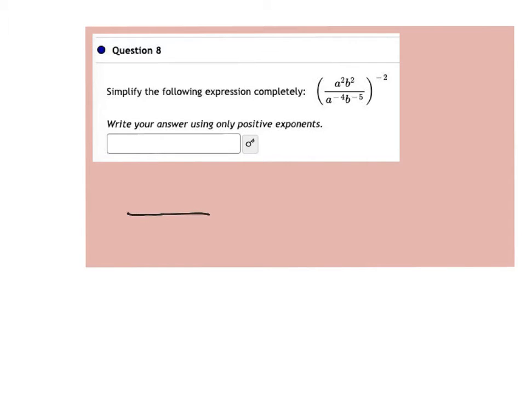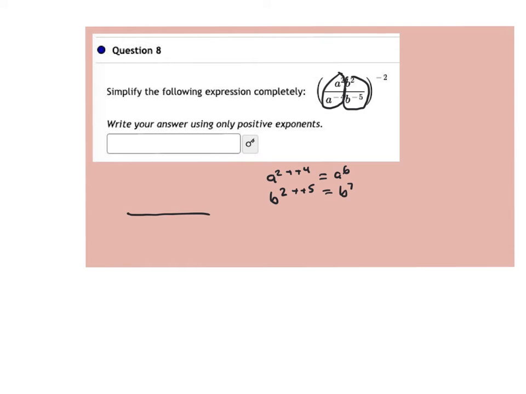So the first thing I'm going to do is start with my a's. So I have a squared minus a -4, which would give me a to the 6th. So I'm using my quotient rule when I'm doing that. Next, I'm going to do my b's. I have b squared minus a -5, which would equal b to the 7th. So that's going to be the b's that I'm taking care of.